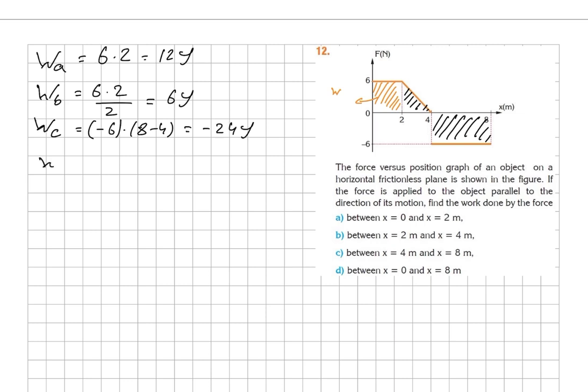And the last one, between 0 and 8, the total work done, will be the sum of all of them. Work 1 plus work 2 plus work 3. So it will be 12 plus 6 minus 24, which is negative 6 joules of work.